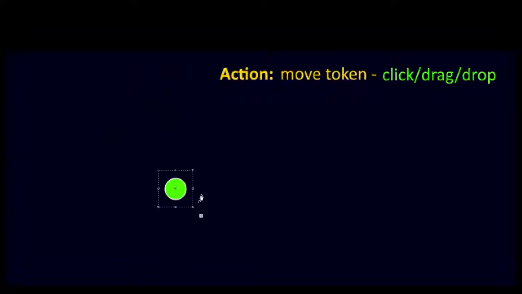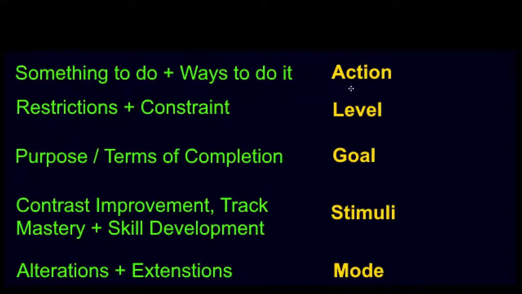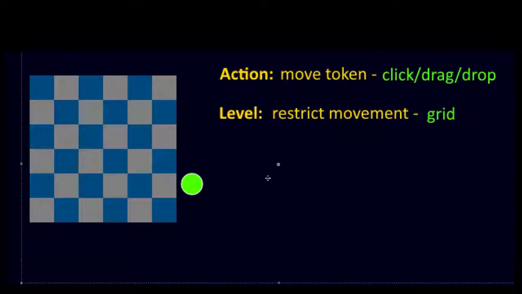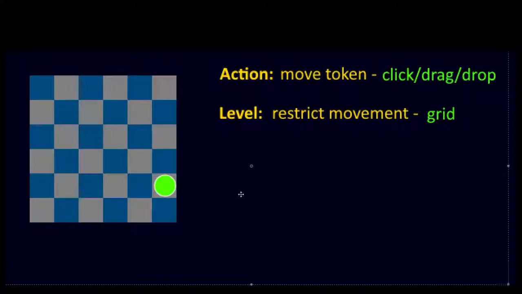All right, that's fun, but it's not a game yet. Remember, we have action, and then we need to have levels which build upon the actions. And they do that by restricting and constraining it, forcing us to do it in a different way. Our level is going to be to restrict movement. That's the restriction and constraint part. And how are we going to do that? We're going to do it with a grid. So here we have our grid. Our piece is going to be stuck to one of these grid spots.